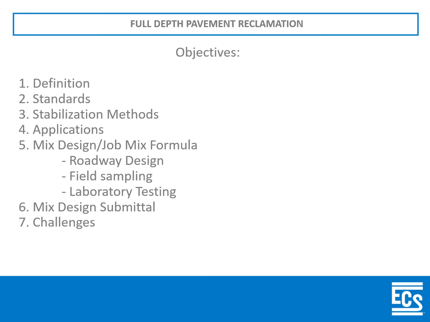To go over the FDR process, just a couple of objectives. The whole process is we're trying to mimic, as best as we can in the lab, the conditions and the environment of what's going on in the field. So we'll give a brief definition, go over the standards, talk about the stabilization methods, there are three of them, and the applications. Then we'll get into the actual job mix formula as it's identified in the VDOT special provision, and then the mix design submittal and some challenges and lessons learned over the years that I've experienced.